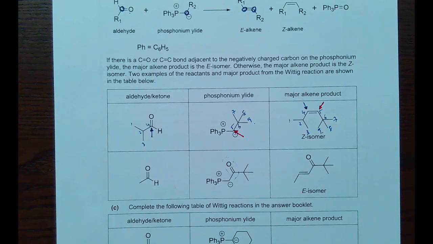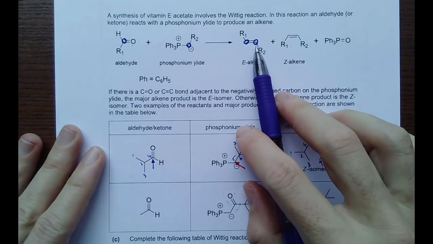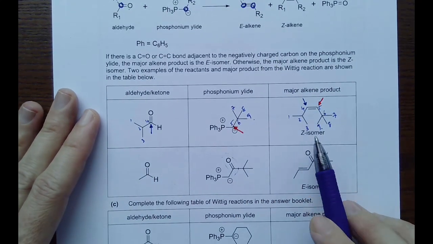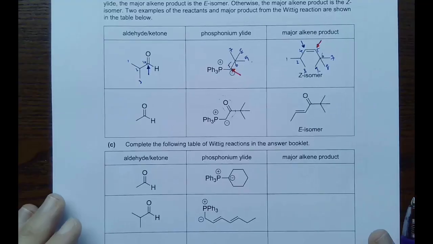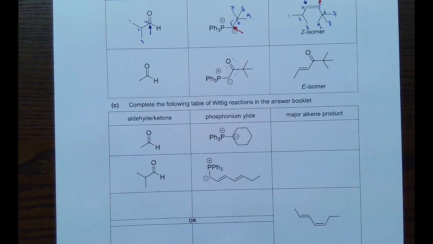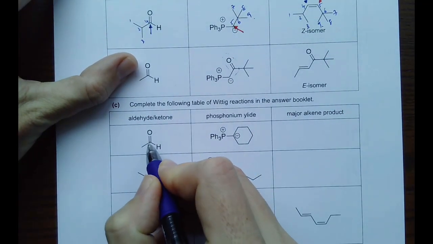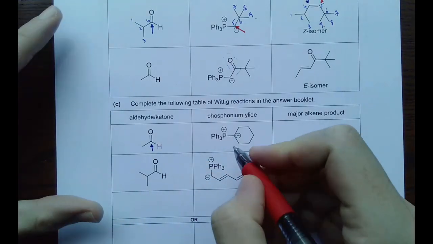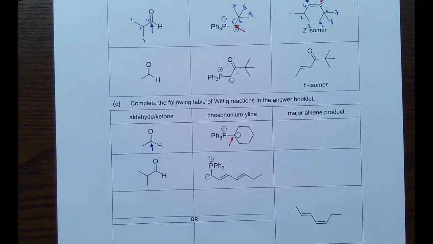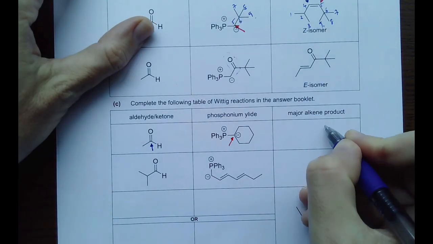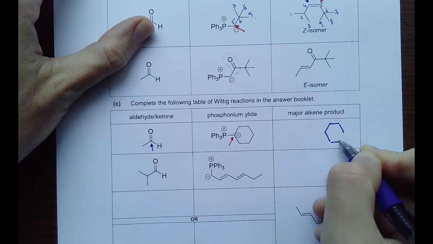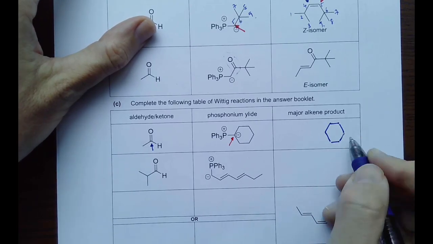Okay, so by this point they've given you tons of information. They've given you the generalized reaction with R1 and R2. They've given you an example with a Z isomer, an example with an E isomer, and then they say, okay, your turn, you go ahead. So what we're going to do is we're going to bond the carbonyl carbon with the negative carbon in the phosphonium ylide. So we can worry about stereoisomerism later. First of all, I just need to get it drawn out.